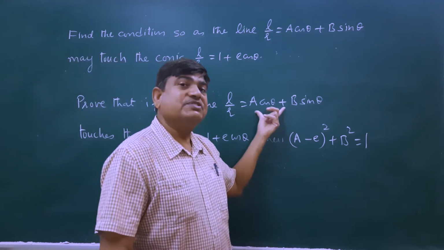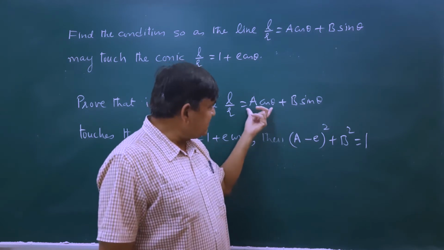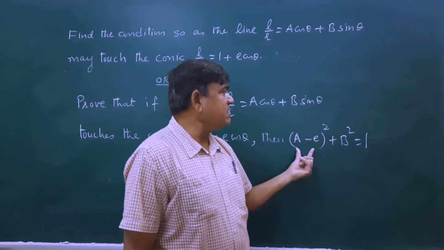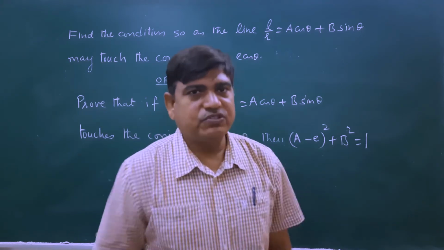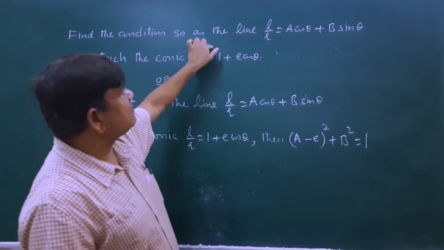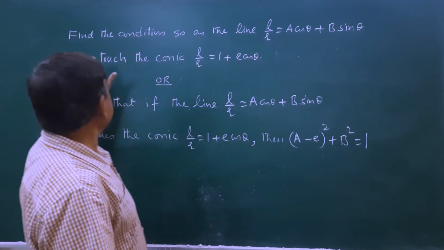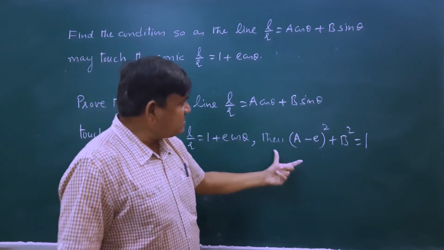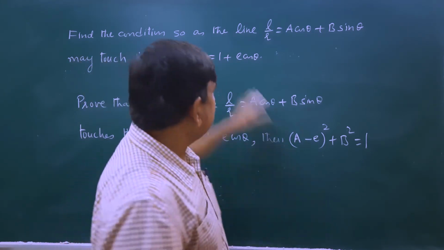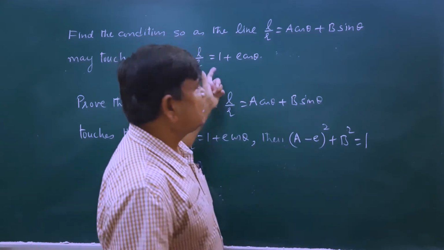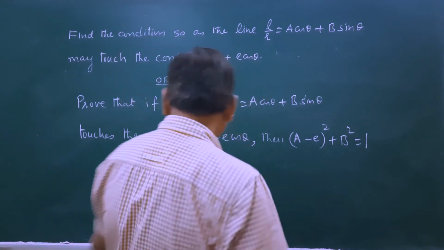Means this line becomes the tangent. So if this is a tangent to this conic, then we have to prove (A minus E) whole square plus B square equals 1. Here it is, find the condition in such a way that the line may touch the conic. Both are the same. But in this one, we know the answer, and here we have to calculate the answer. That means this particular condition. Okay, so let us see.